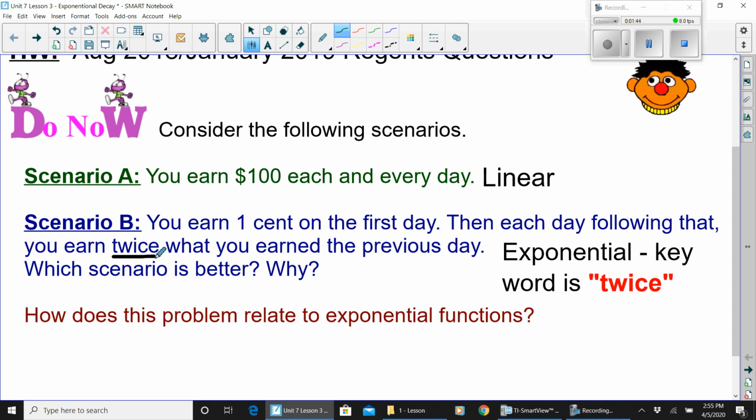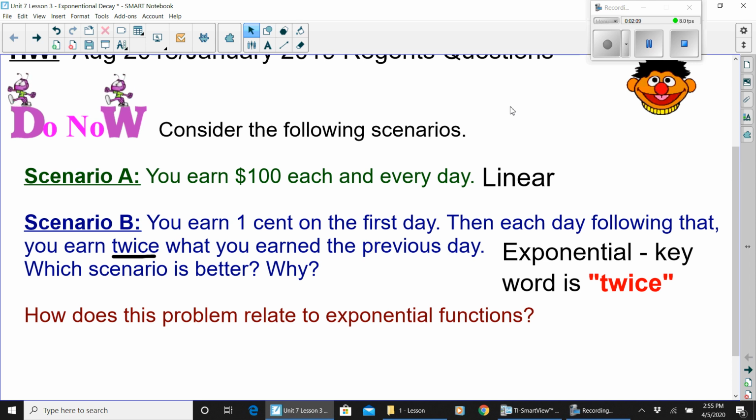So you don't want to just earn $100 each day. You want to have 1 cent on the first day, and then it doubles the second. Then whatever you make on the second, it doubles and it doubles and it doubles. You earn twice what you've earned on the previous day, and that would increase at a faster rate.